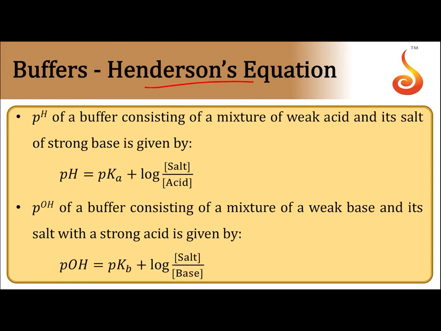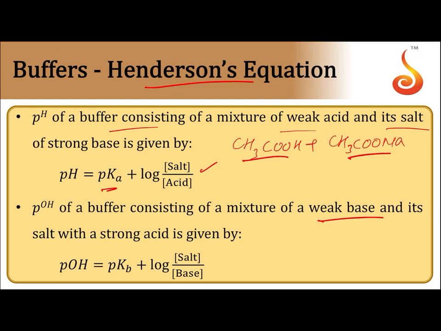Then come buffers, the Henderson equation. The pH of a buffer consisting of a mixture of a weak acid and the corresponding salt of a strong base, for example CH3COOH plus CH3COONa, is given by the formula pH is equal to pKa plus log of concentration of salt by acid. The basic buffer is a mixture of a weak base and the corresponding salt of a strong acid, for example a weak base plus ammonium chloride.